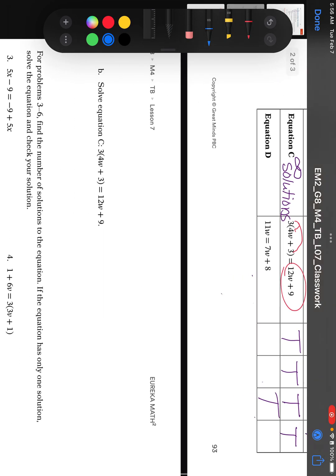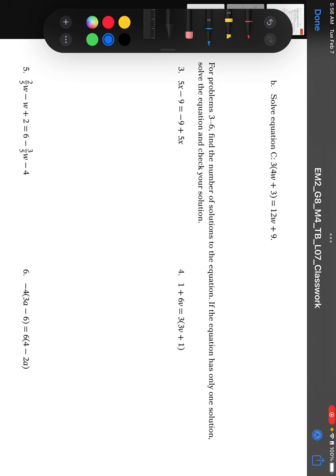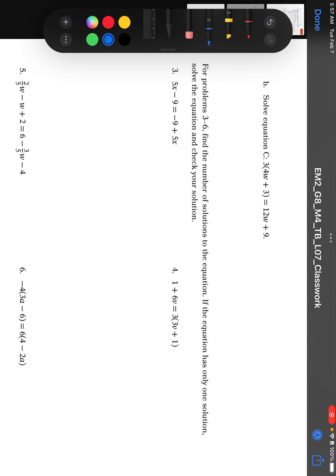On the next page, and you can see this too in letter B, if you do go through and keep solving, you're going to get 12W plus 9. You can try this out. You can go ahead and try solving, pause here. Remember, I want to get all my variables to one side. Oh, what happens? My variables cancel out.